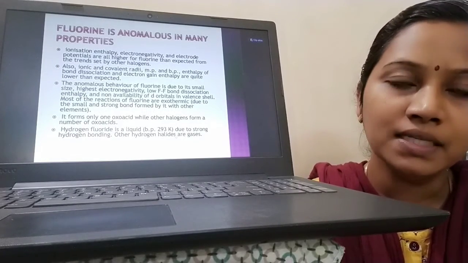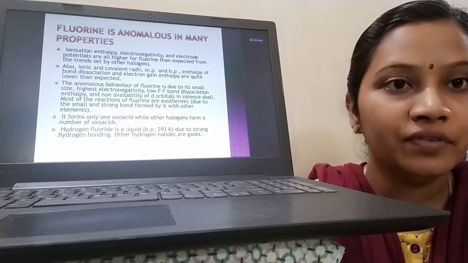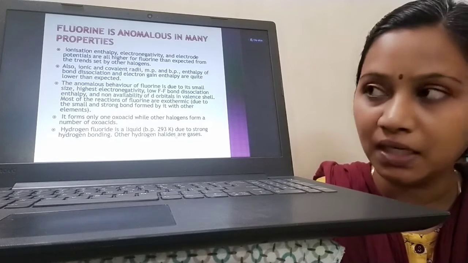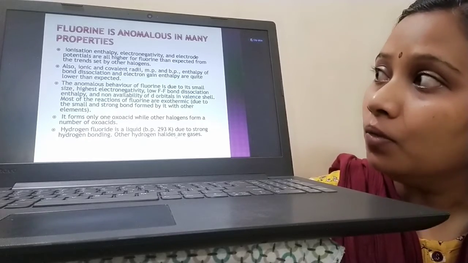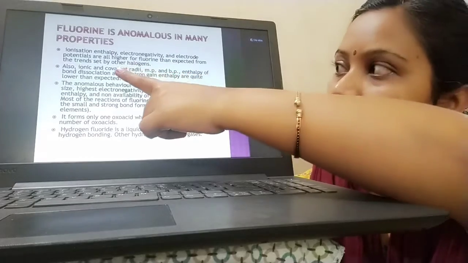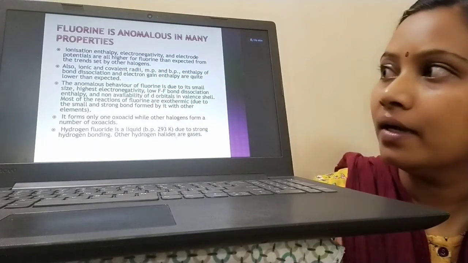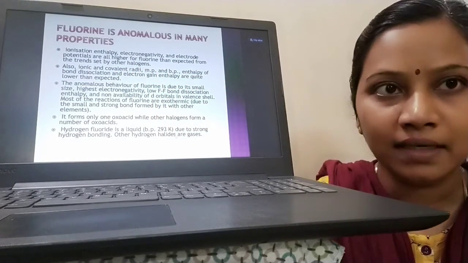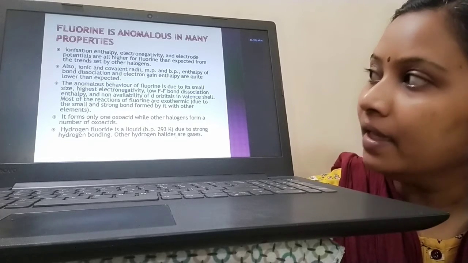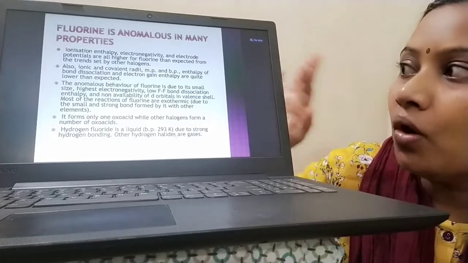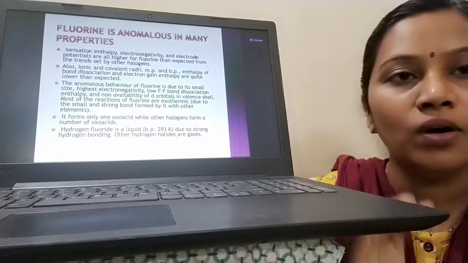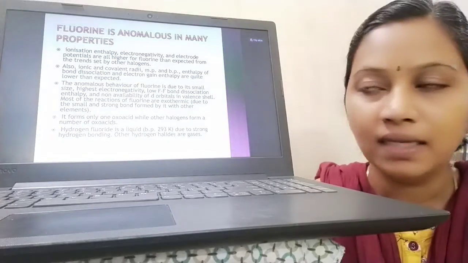Its property is anomalous. So what are the differences which fluorine possesses compared to other elements of that particular group 17? Now, when you look into ionization enthalpy, electronegativity, electrode potential, these are all higher for fluorine when you compare other halogens. Now, when you look into ionic character, covalent radii, melting point, boiling point, bond dissociation energy, electron gain enthalpy, these are all low in fluorine compared to other elements.